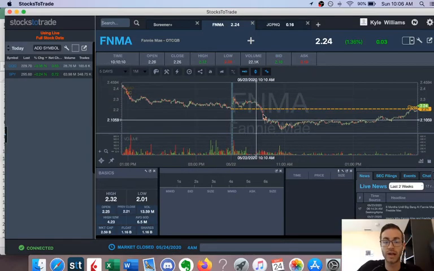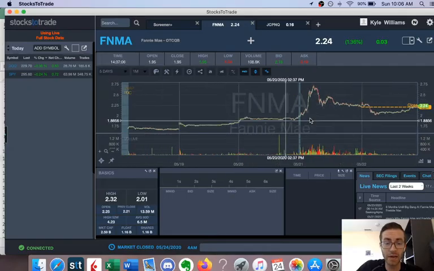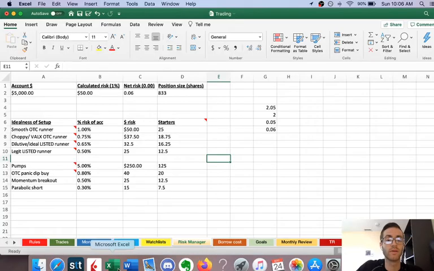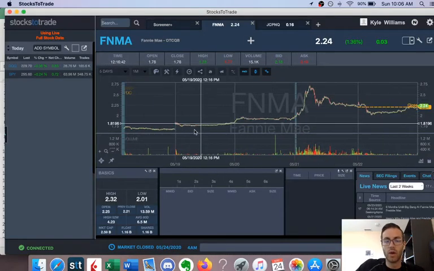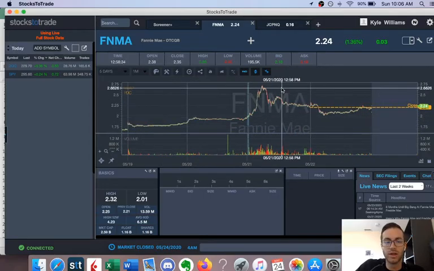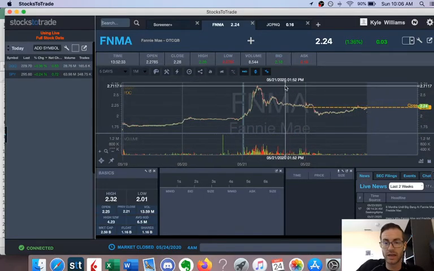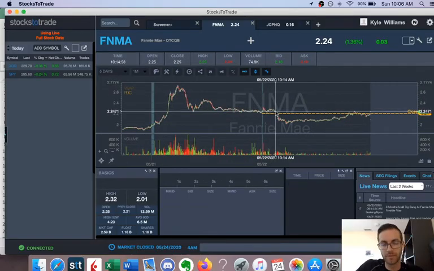Both these trades I actually took this week. Fannie Mae, I was going to look for a first red day setup. It is a smooth OTC runner. So I would normally risk 1%, but I'll tell you why I didn't. It went from 160, 170 up to almost 270. I think it did top at 270 there, and then it closed at around 220.